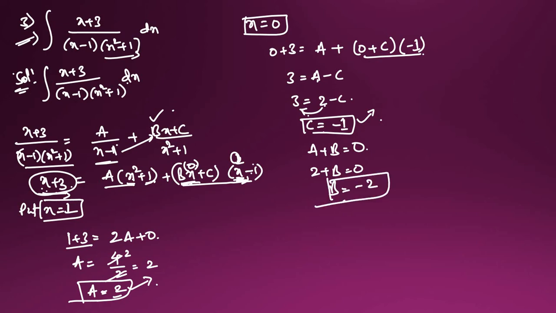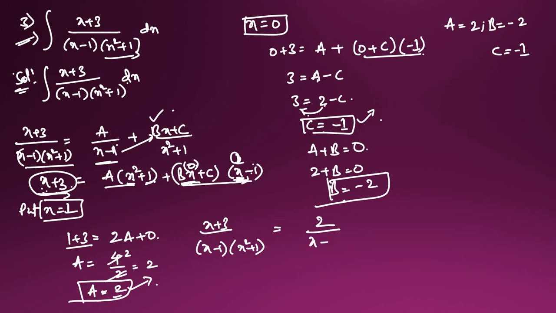Now what values have we got? A is equal to 2 and b is equal to minus 2 and c is equal to how much we got? Minus 1. So we have to take this in this equation, so that we will get the answer here: x plus 3 divided by x minus 1 into x square plus 1. So this is equal to, a is equal to how much? 2 by x minus 1 we got, and plus bx, b is equal to minus 2, so minus 2x, plus minus 1 divided by x square plus 1 we got here. So this is the equation where we have got the answer.